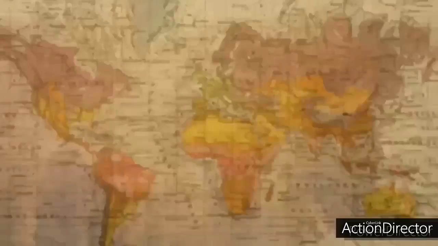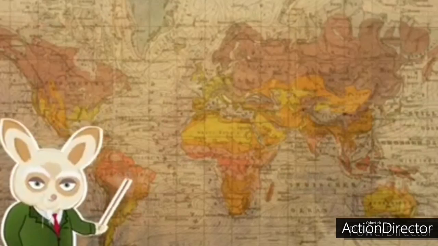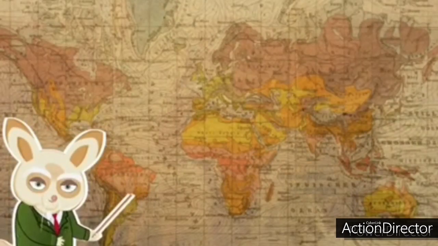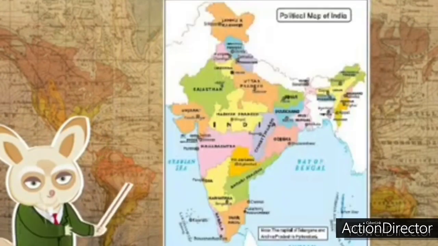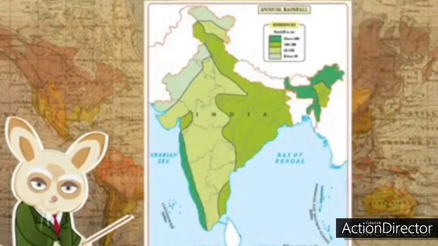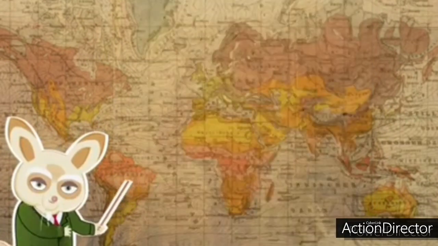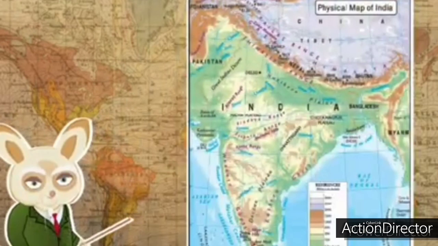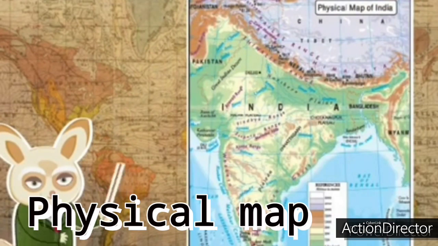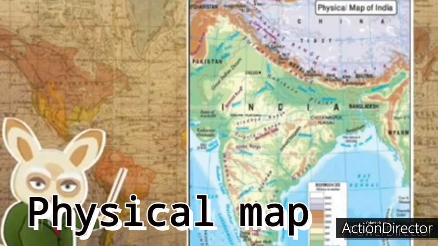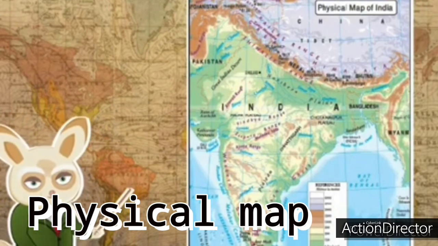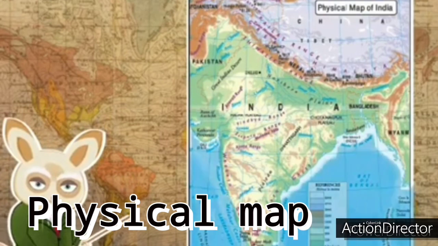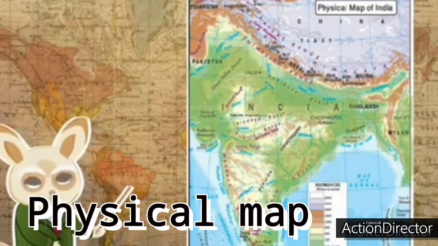Children, we are going to learn about various kinds of maps. Maps are of three kinds: physical map, political map, and thematic map. A map is called a physical map when it represents the land surface, that is, the mountains, deserts, forests, valleys, coasts, as well as the water bodies like the seas, oceans, gulfs, bays, rivers, etc.